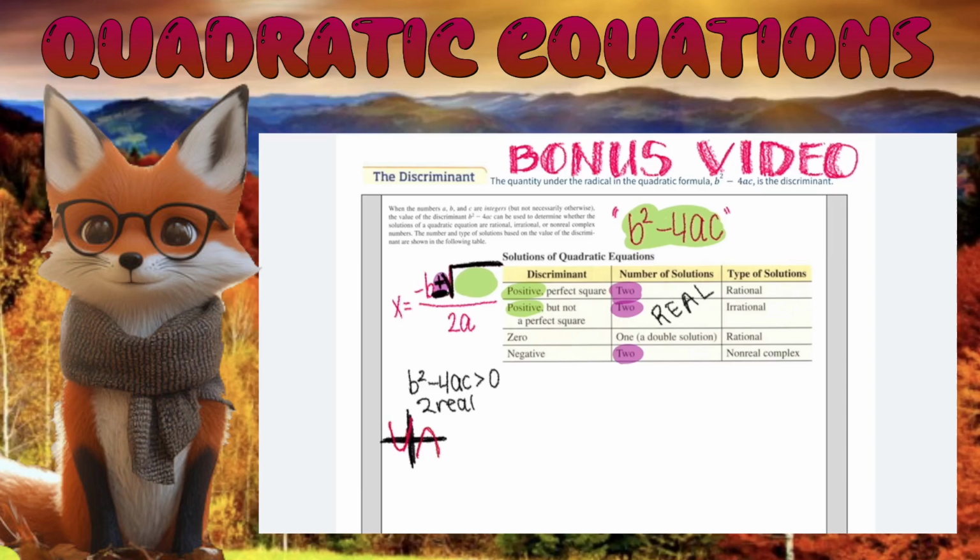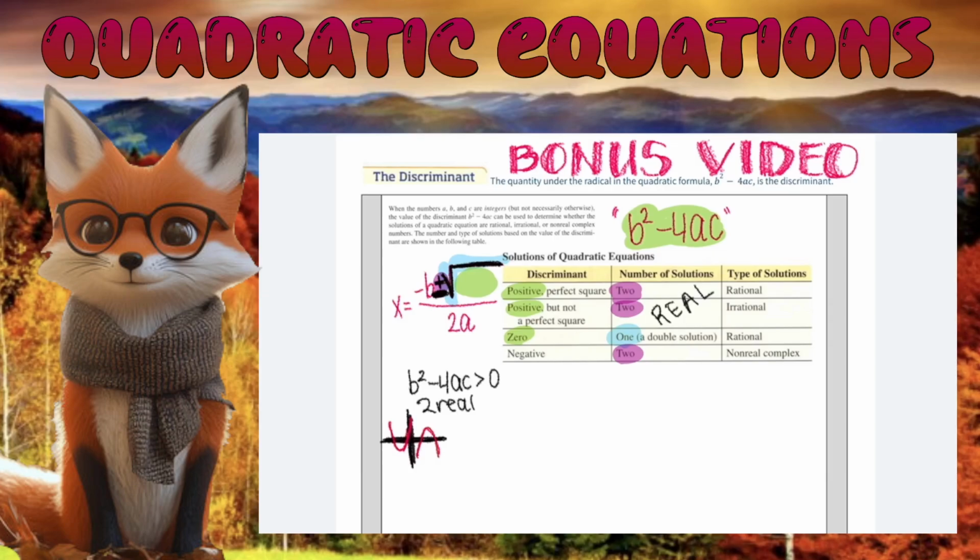Next. Now, what if we have b squared minus 4ac, that thing under the radical, and it's 0? If it's 0, we will have one solution. Why one solution? Well, you're doing plus and minus the square root of 0. Well, what is the square root of 0? The square root of 0 is 0. So if you add or subtract 0, you get the exact same answer.